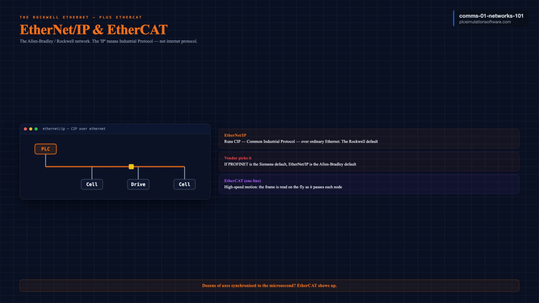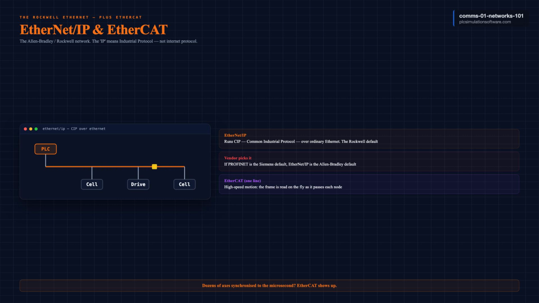And one more worth a single line. EtherCAT is the high-speed motion specialist, a clever Ethernet variant where the frame is read on the fly as it passes each node. When you need dozens of axes synchronized to the microsecond, EtherCAT shows up.